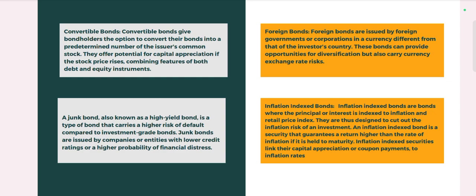Inflation indexed bond. Inflation indexed bonds are bonds where the principal or interest is indexed to inflation, such as the retail price index. They are thus designed to cut out the inflation risk of the investment. An inflation indexed bond is a security that guarantees a return higher than the rate of inflation if it is held to maturity. Inflation indexed securities link their capital appreciation or coupon payment to the inflation rates.